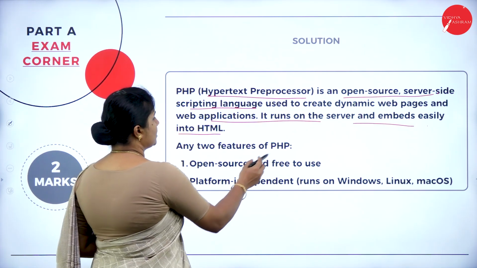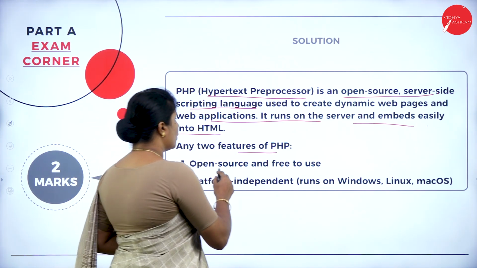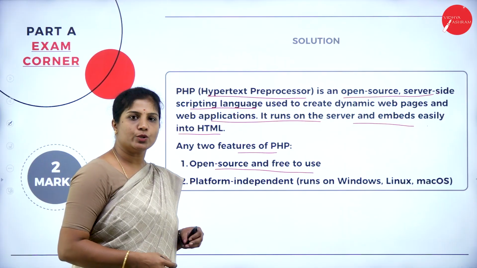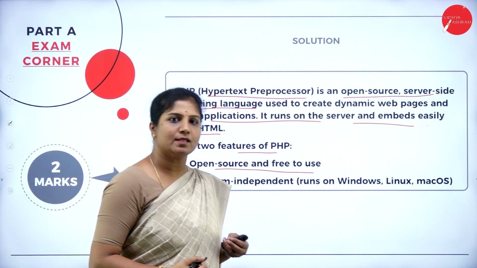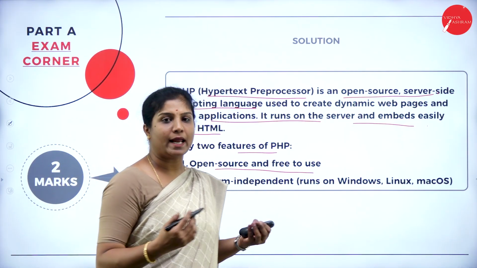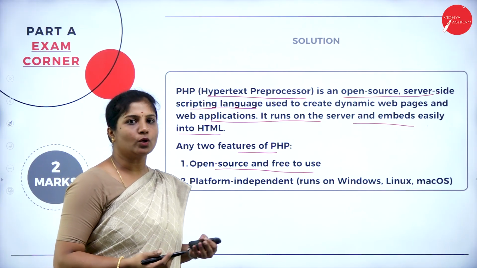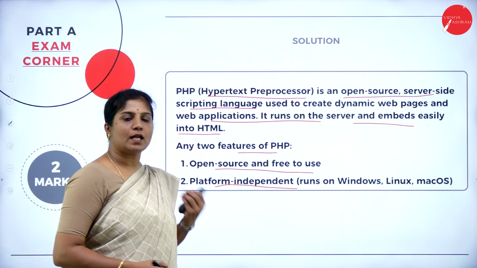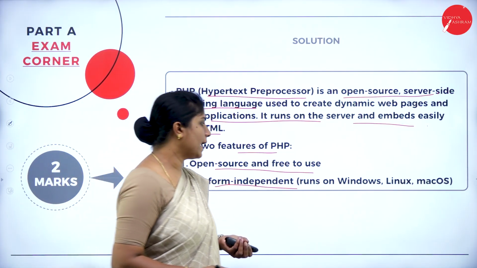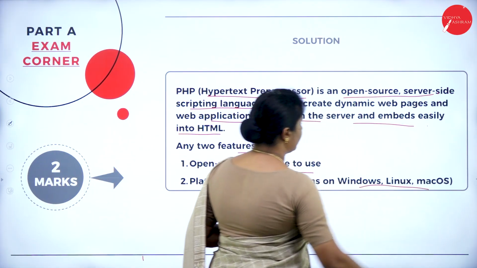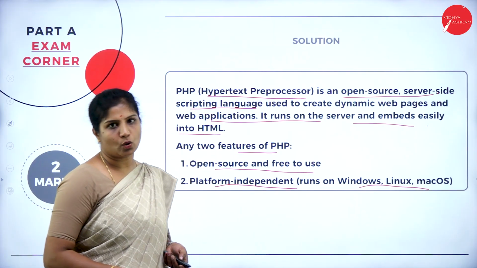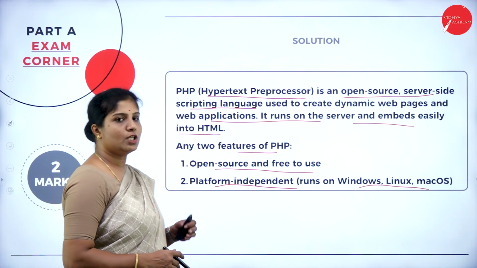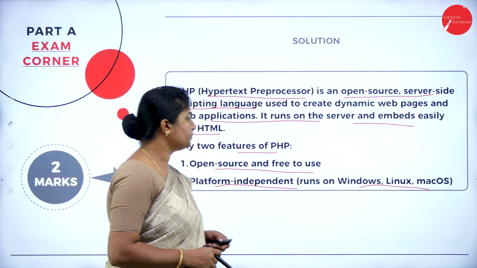So what are 2 features of PHP? It's open source and free to use. Open source means it is easy to download and install. Anybody can download it without paying any amount. Next, it's platform independent. That means it can be run on any OS platform, that is, it may be Windows, Linux or Mac OS. So this is how we need to answer for 2 marks.